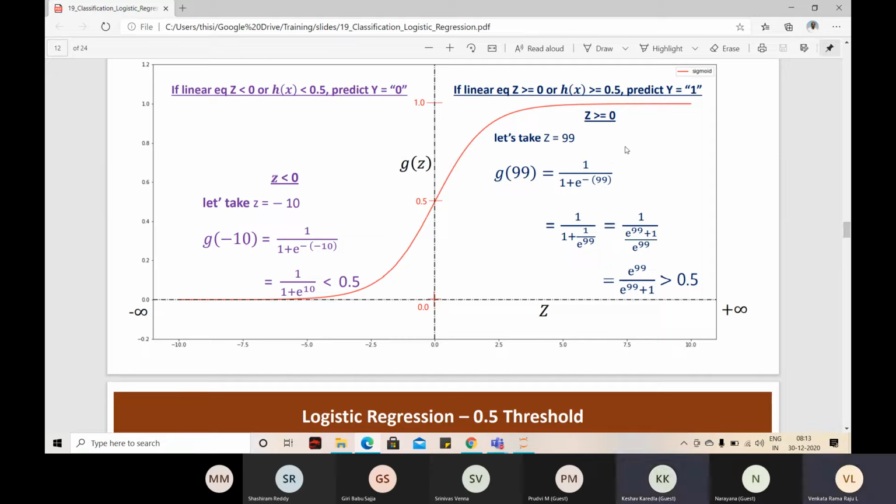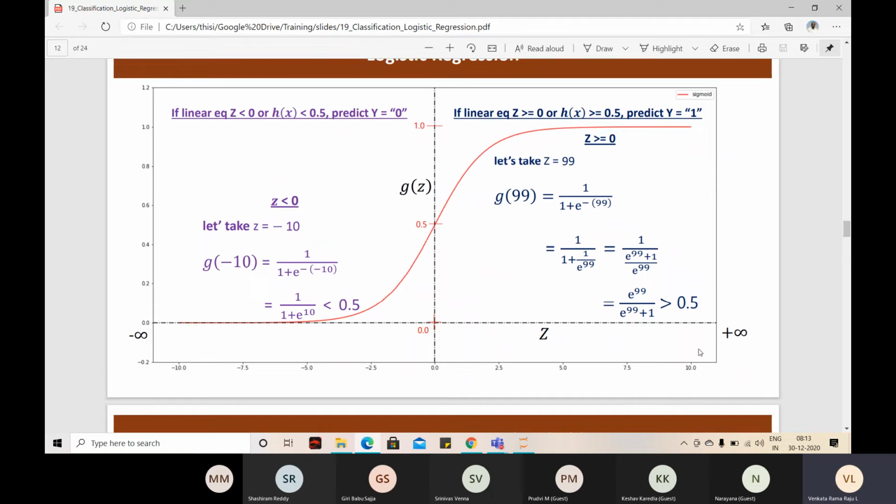Yes. If z is equal to 0, right, what's going to be the value? 1 by 1 plus e power minus 0. It's going to be 1 by 1 plus 1, right? 1 by 2 is equal to 0.5. So if the z value is greater than or equal to 0, the sigmoid function value is going to be greater than or equal to 0.5.